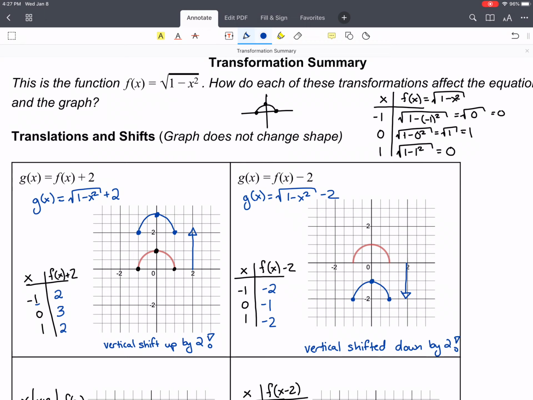And we say these two transformations affect the outputs, and so they're vertical transformations.